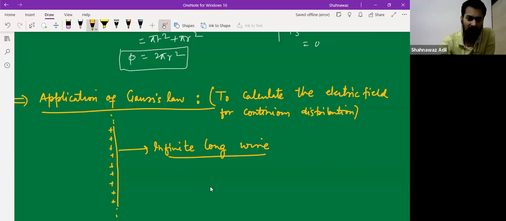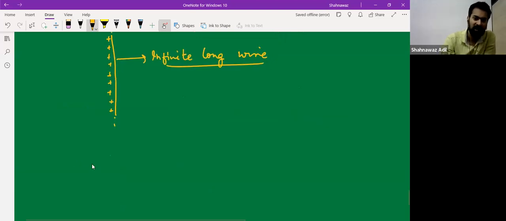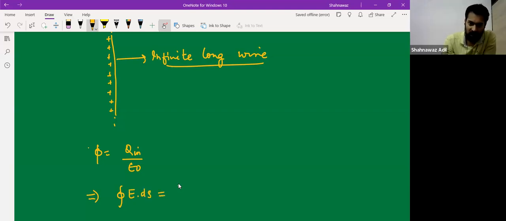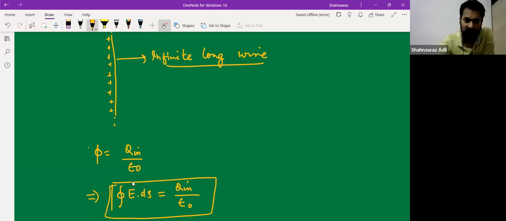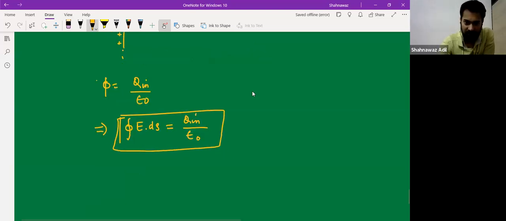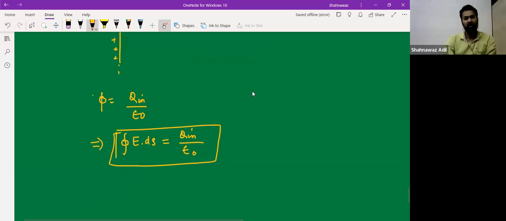So Gauss law says that the total flux is what? Q enclosed by epsilon naught. And in the integral form, you can also write it as the closed integral of E dot dS, and this is Q enclosed by epsilon naught. Understood up to this point?